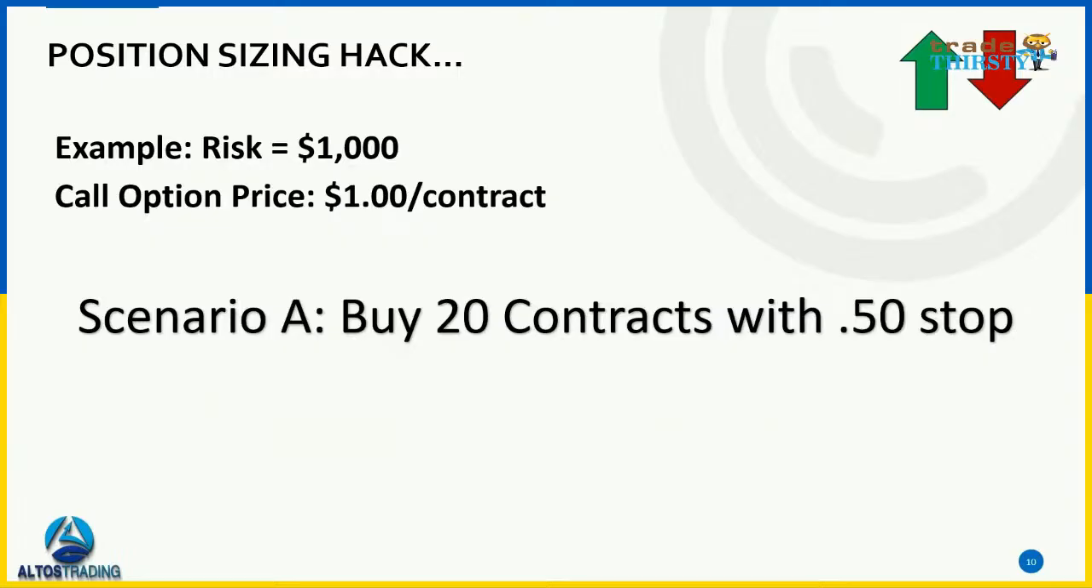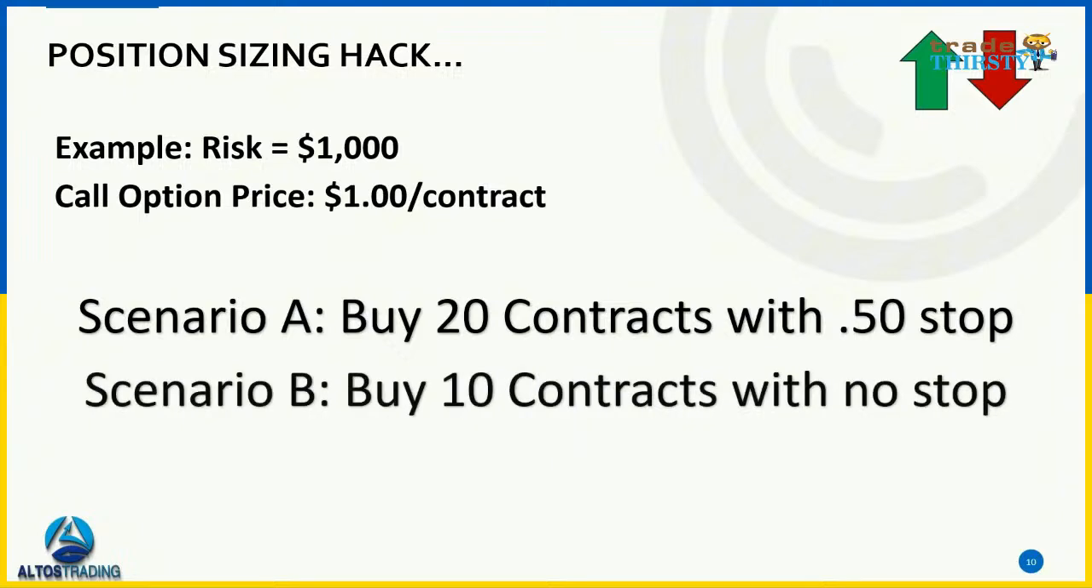Well, if we bought 20 contracts, we'd have to use a stop at 50 cents to adhere to our risk threshold of $1,000. Or scenario B, we could buy 10 contracts and not use a stop loss. So in both scenarios, your risk is identical. It's $1,000 in both scenarios. The big difference is with scenario A, you can get stopped out.